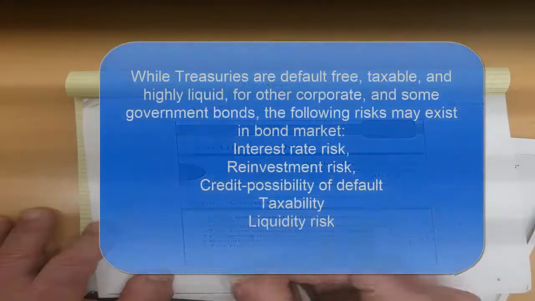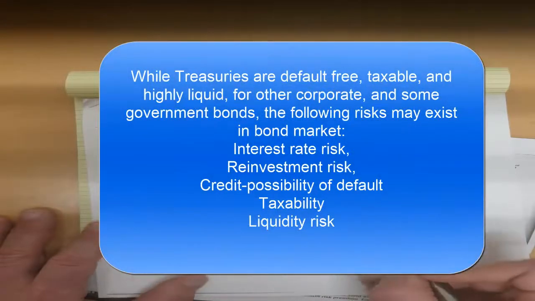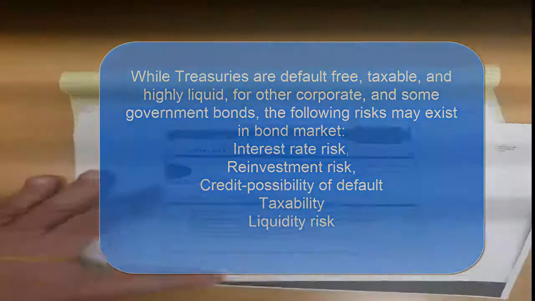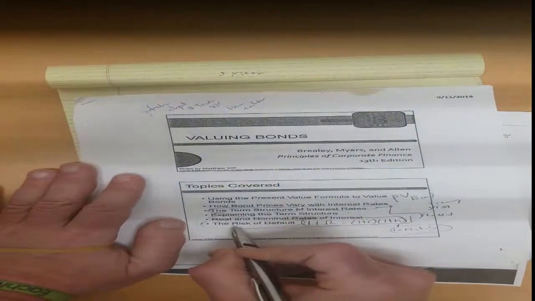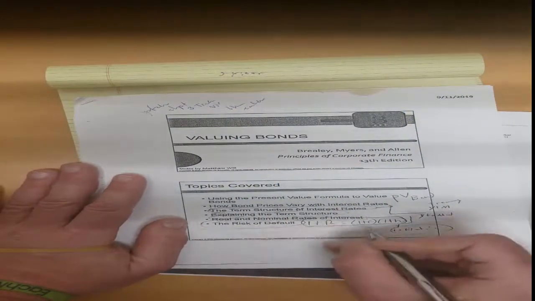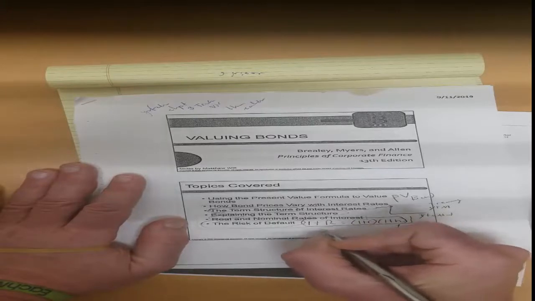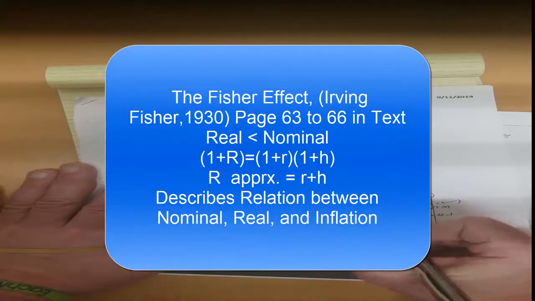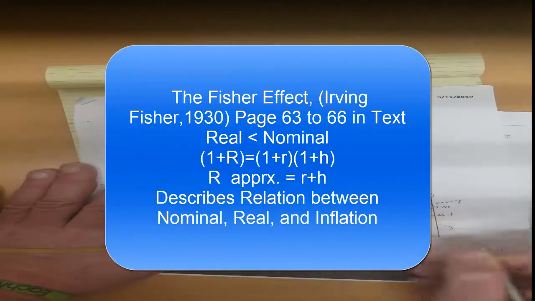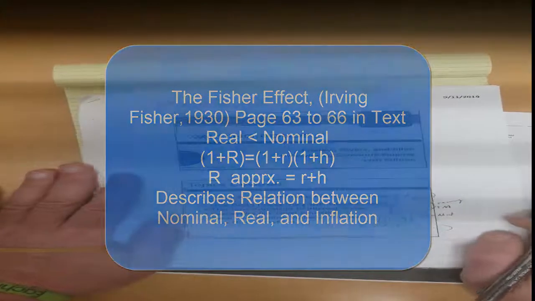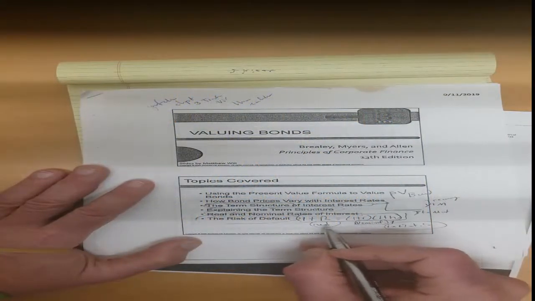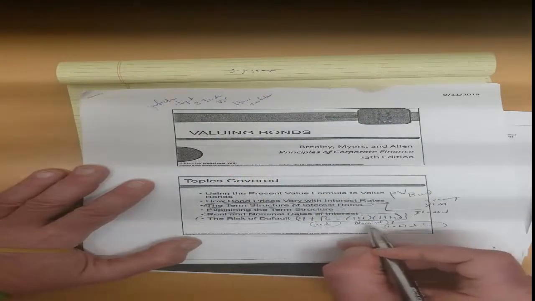There are some risks involved in the bond market, just as inflation right here. So again, looking back at this, before I go into the risks within the market, this big R is considered the real rate. This is considered the nominal rate. And usually we use one to solve for the other, because whether you're looking at interest rates in this case, or whether you're looking at cash flows, the real amount is usually less than the nominal.